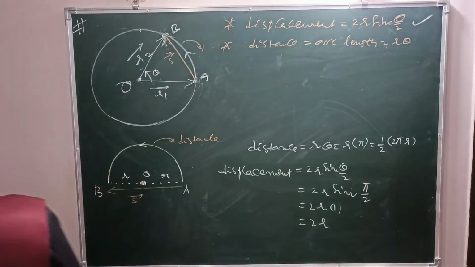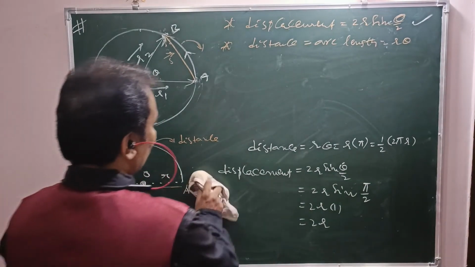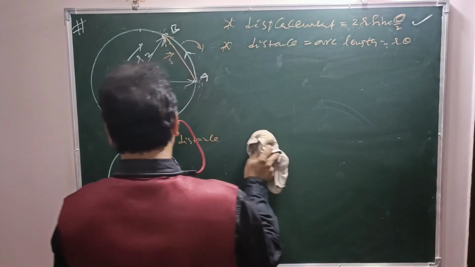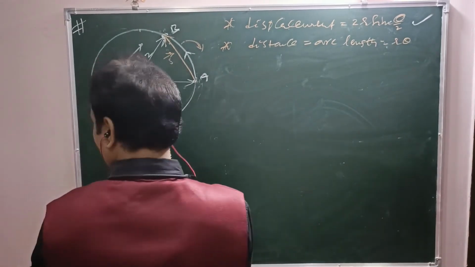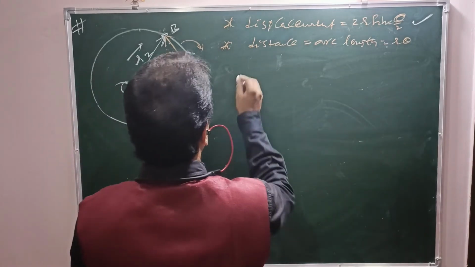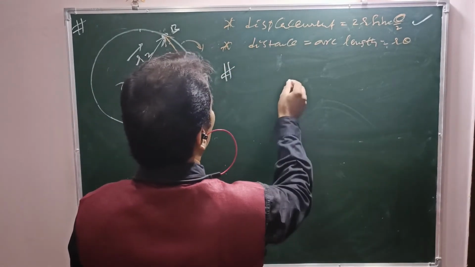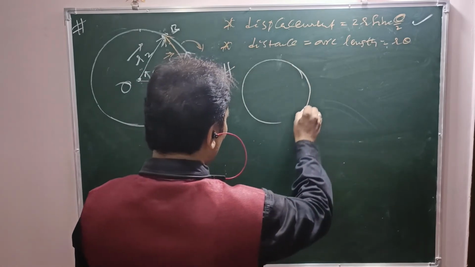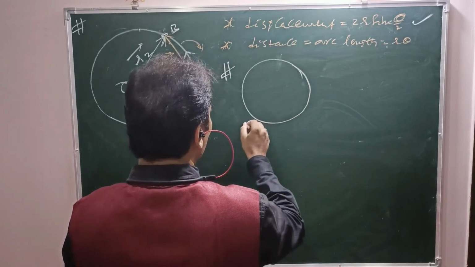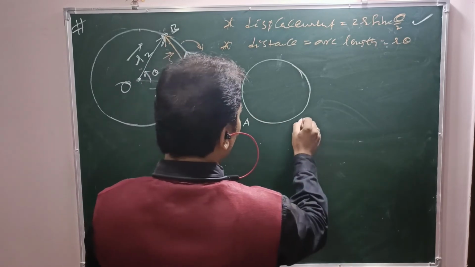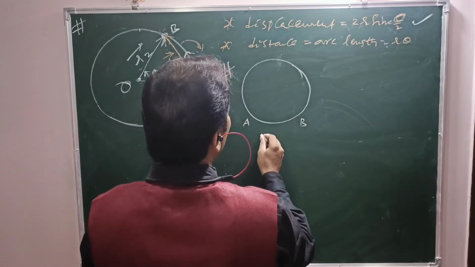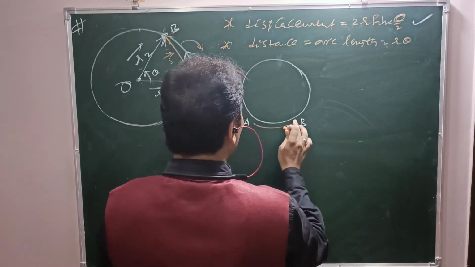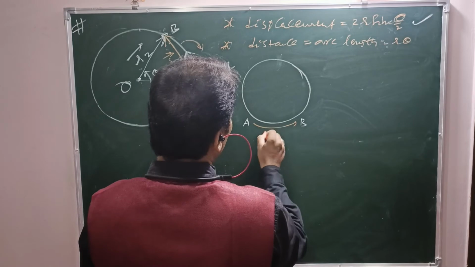Now, in another way, one more example. A particle moves through an arc AB of length 10 centimeter. What is the length of arc from A to B? That is 10 centimeter.